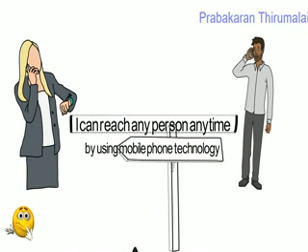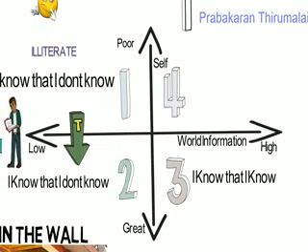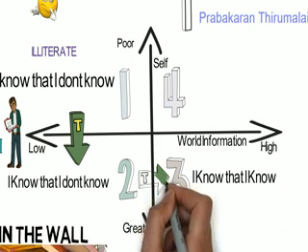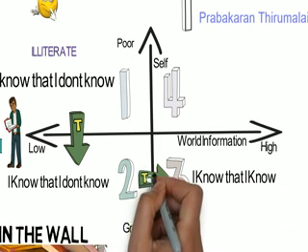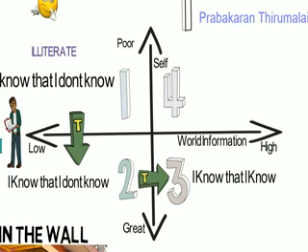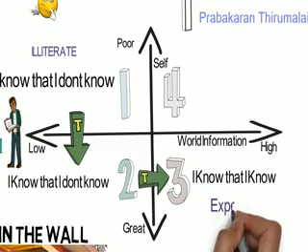I can reach any person anytime using mobile phone technology. The phrase "I can reach any person anytime" provides the motivation required for students to learn mobile technology. Nowadays, most of the education institutions focus on providing data and information on the subject to students, instead of actually providing motivation to learn. We should understand that it is motivation which moves us from the I know that I don't know quadrant to the I know that I know quadrant. People in this quadrant are famously called experts.